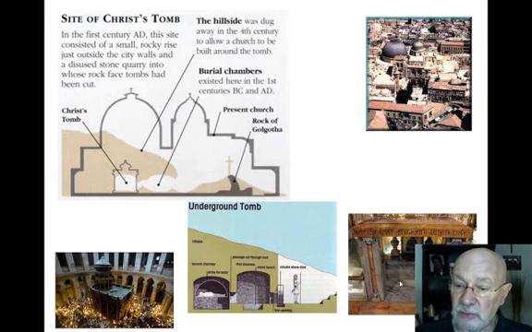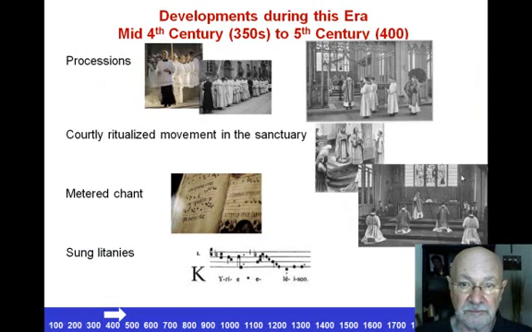This altar, by the way, is right over, there is a glass panel there, right over the top of the hill of Calvary where Jesus was crucified. And you can get down on your knees and look down and you can see the stone. Now let's get back to the Mass. What are the developments during this era? And I'm only going to take from about the 350s to the 400s.